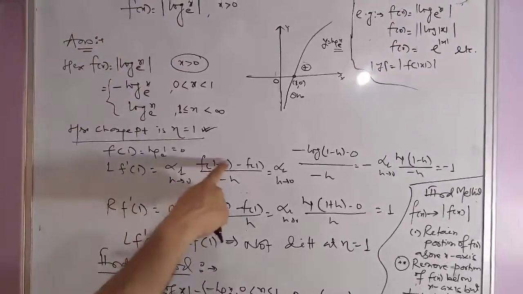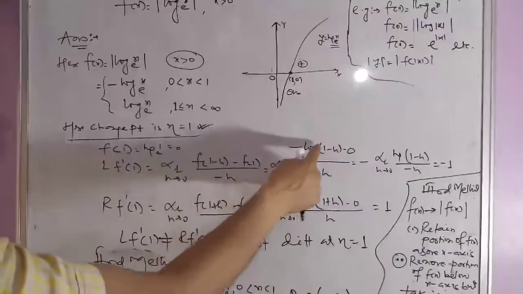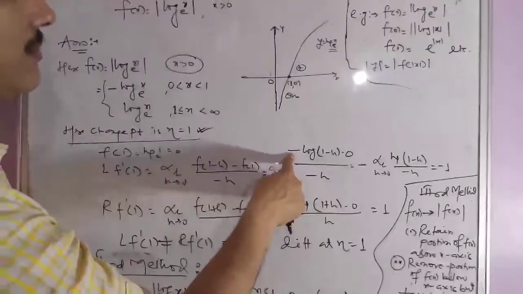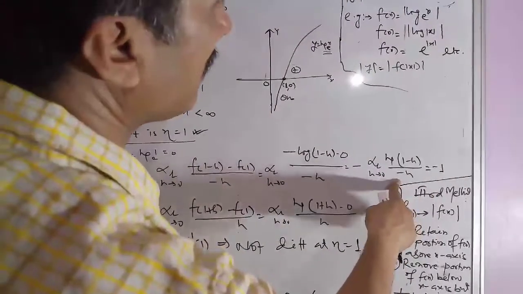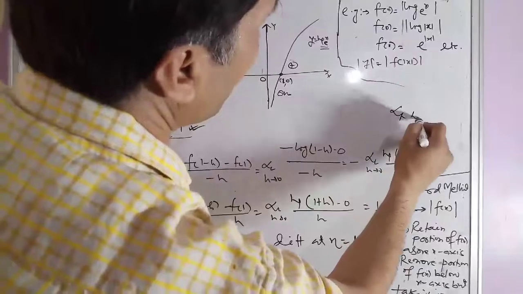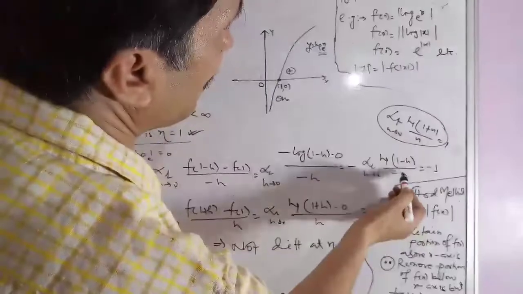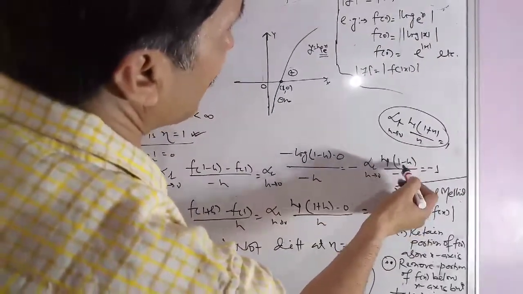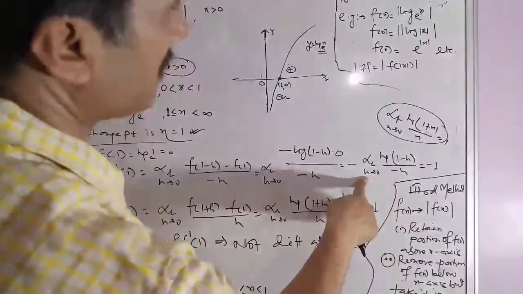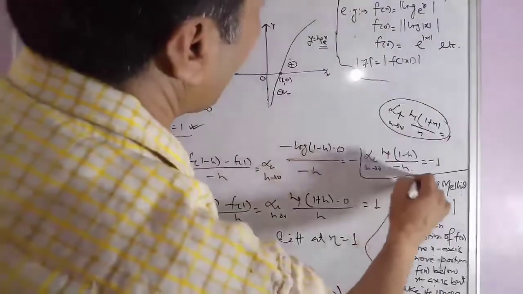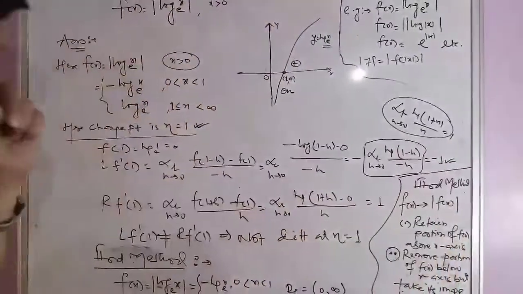Limit h tends to 0, [f(1 minus h) minus f(1)] by minus h, limit h tends to 0, f(1) is 0. So minus log(1 minus h) by minus h, keeping the minus sign out of the limit sign, limit log(1 minus h) by minus h. Here we use the result limit of log(1 plus x) upon x as x tends to 0 is equal to 1. This expression must tend to 0, giving this tendency. So this becomes 1, and multiplying by minus 1 equal to minus 1.